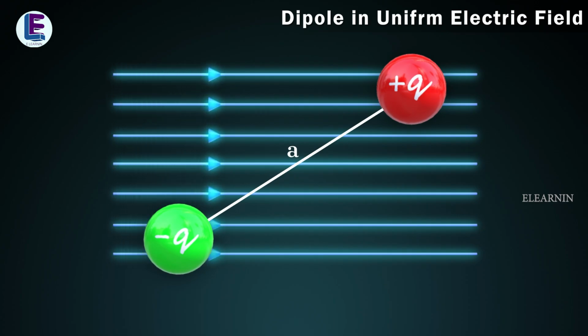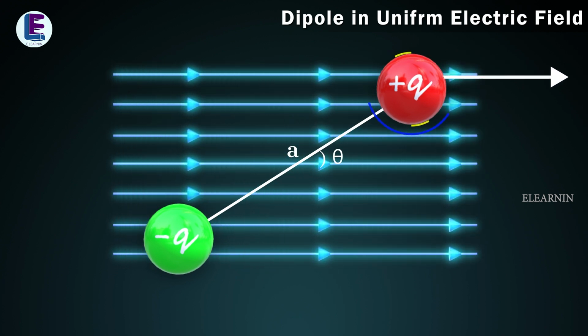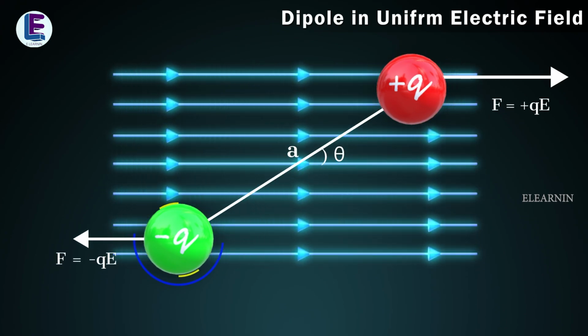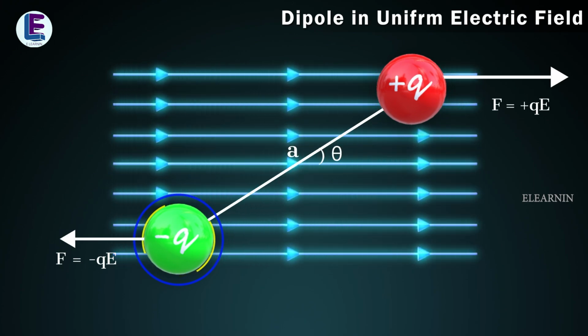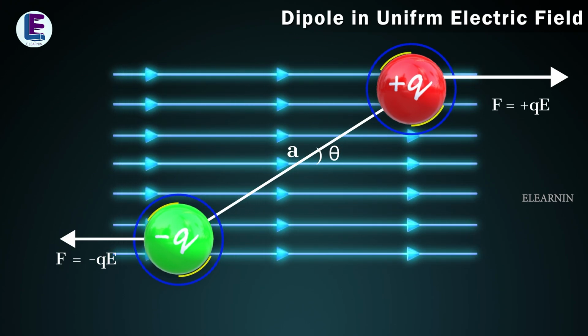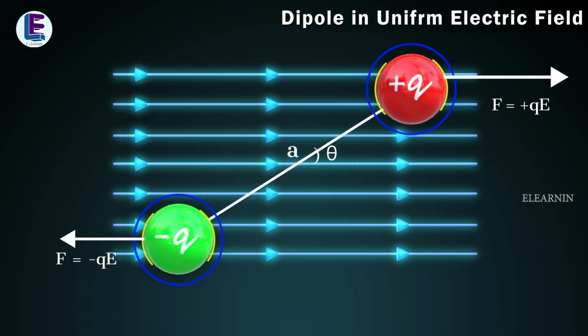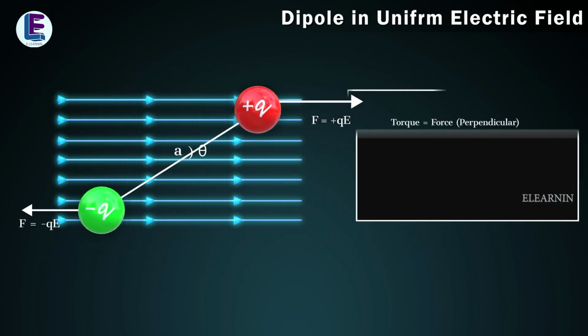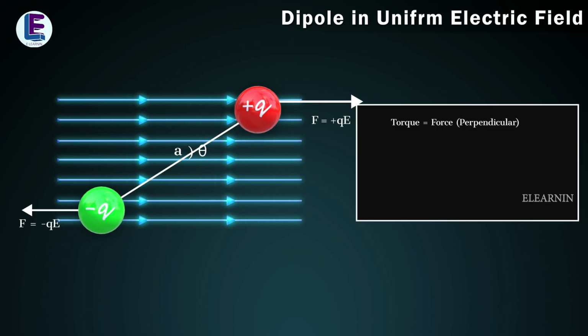If we place the dipole so that it makes an angle theta with the field direction, the force on plus Q is Q times E. The force on minus Q is minus Q times E. These two forces have equal magnitude, opposite direction, and act in parallel, creating a torque. This torque acts in the direction of the field. Torque is equal to force times the perpendicular distance. That is, the force times 2a times sine of theta. That is QE times 2a times sine theta.